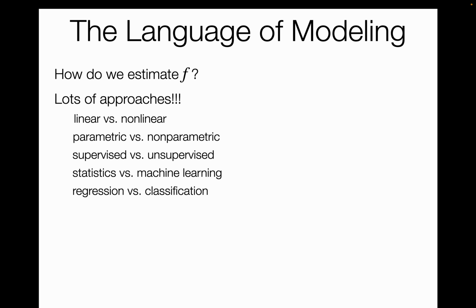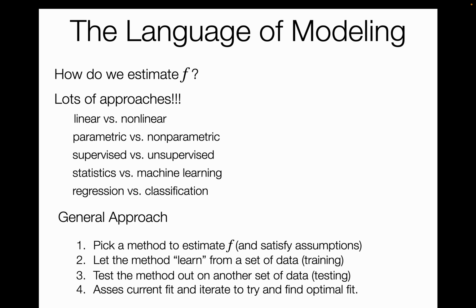There's linear and nonlinear approaches. There are parametric versus non-parametric, supervised versus unsupervised. Some that statistics claims, some that the machine learning community claims, and some that are built for regression, and some that are built for classification. Each of the methods out there all have these characteristics. The general approach of how we're going to try to do it is pick a method to estimate f. We have to pick one, so we're going to pick one and try to satisfy its assumptions.